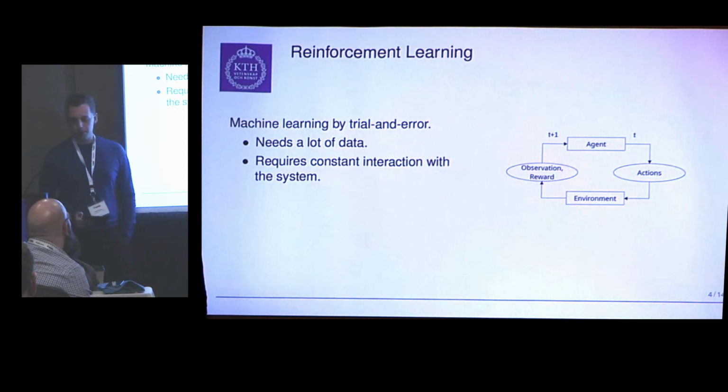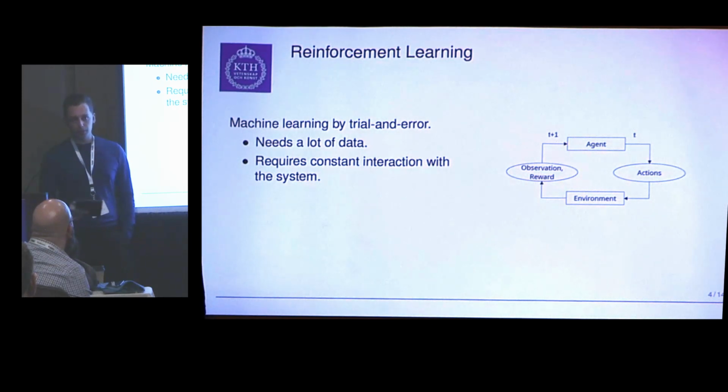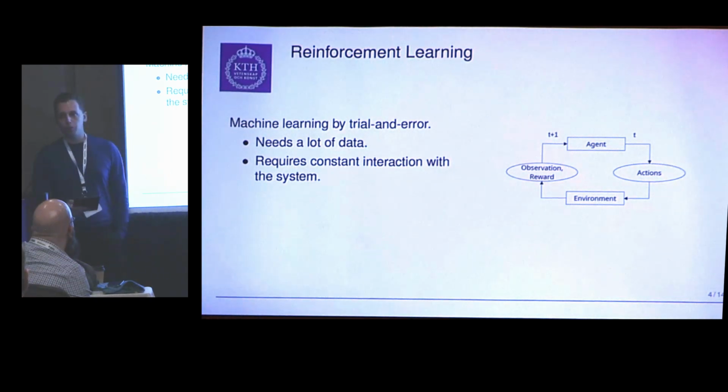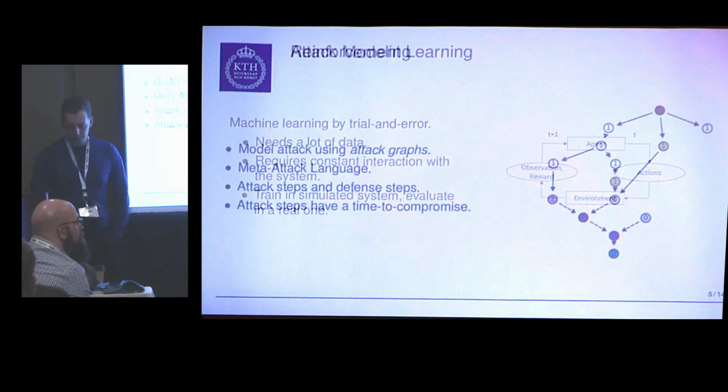The problem there is that you need quite a lot of data and you need quite a lot of interaction. And with a computer network where actions can take several minutes to perform, it becomes more practical to train in simulation. But then use the generalization capabilities of neural networks to be able to evaluate your system in a real network.